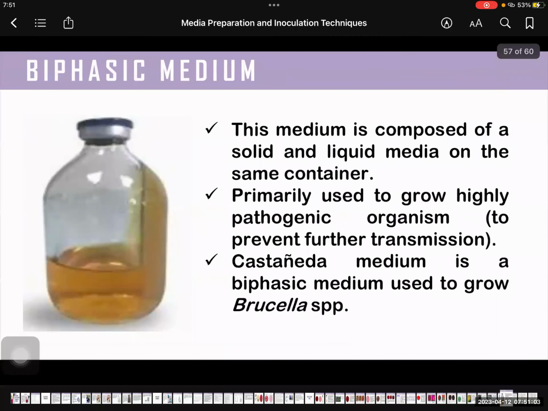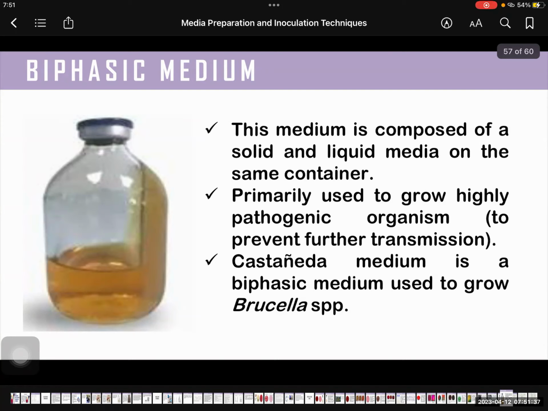Okay. Then we also have a biphasic medium. So as you can see here, it has two phases. Okay, meron siyang solid and liquid part. Okay, it's called a biphasic medium. It has both a liquid and a solid component, and this is actually utilized to grow highly pathogenic organisms. Bakit? Siyempre sa isang culture, nandun na yung dalawang type, solid and liquid, so that you don't have to inoculate separate ones. And this is used for highly contagious or highly pathogenic organisms.